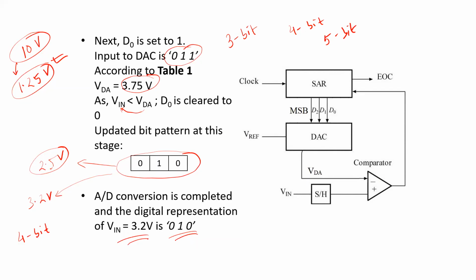So in order to reduce the quantization error, or improve the resolution or improve the accuracy by reducing the quantization error, we have to increase the number of bits in our output representation. But increasing the number of bits will result in the process being slower, because the successive approximation register sequentially checks each bit at a time. It doesn't check all the bits simultaneously.